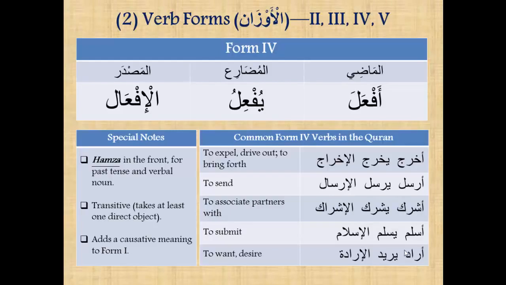أَرَادَ يُرِيدُ الْإِرَادَةِ, to want or to desire. Now this verb is slightly irregular because it is hollow, so it doesn't perfectly fit onto the pattern, but it's pretty close. أَرَادَ, أَفْعَلَ, يُفْعِلُ, يُرِيدُ. It's just that the middle letter has swallowed part of the vowel. So you have يُرِيدُ in elongation instead of يُفْعِلُ.